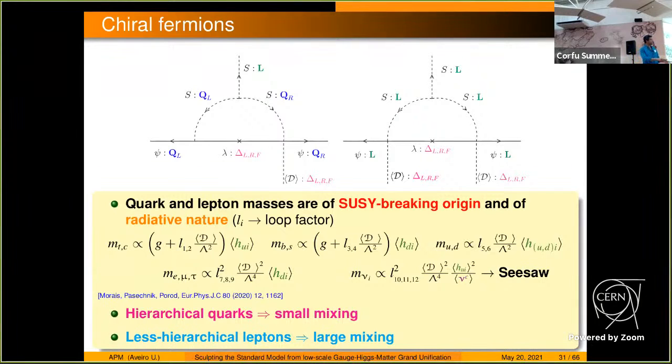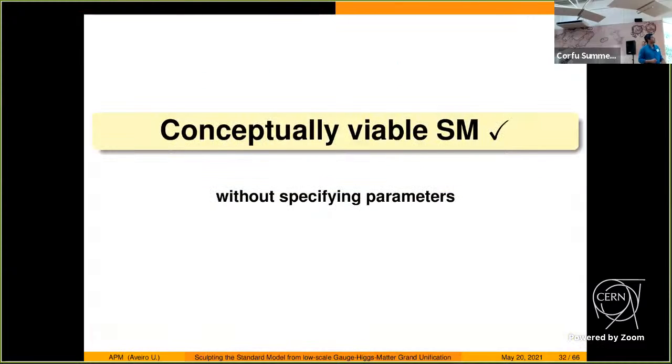But the nice thing here is that quarks are hierarchical, which can explain the small mixing that we find, for example, in the CKM matrix. For leptons, they are less hierarchical. There are still hierarchies because we have some freedom in the radius of the extra dimensions and the Wilson line parameters. That's the freedom of our model, also the gauge coupling. And they are less hierarchical, so the mixing is, in principle, larger. So far so good, and without specifying parameters, we seem to have a conceptually viable standard model.